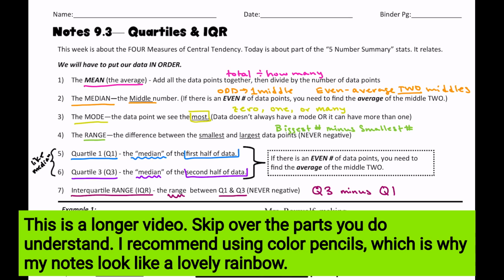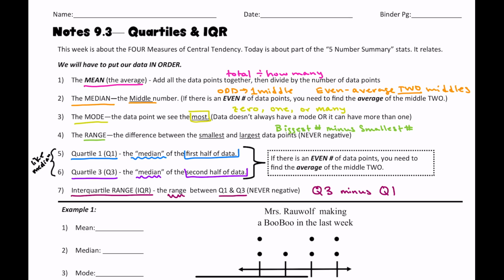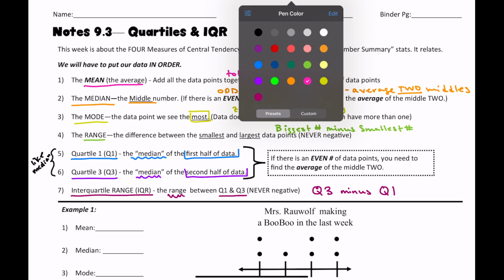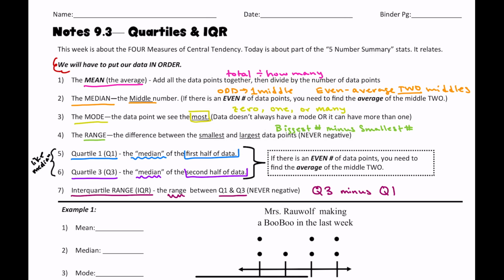All right, notes 9.3, quartiles and IQR. So we've already talked about the four measures of central tendency, which was the mean, median, mode, and range. Today, we're going to talk about part of something called the 5-number summary in statistics because it relates, okay? So just like before, we have to put our data in order, right?